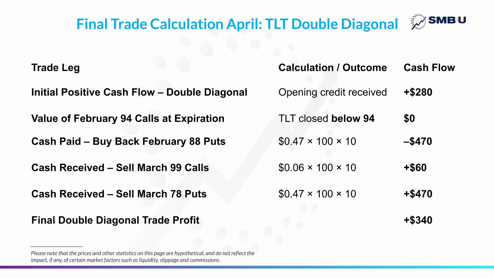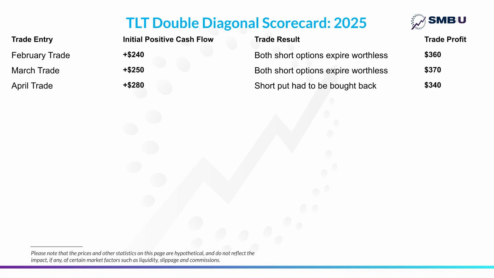And so even though we took a loss on our short put, we made a really nice profit on our long put, resulting in the overall trade result being a positive $340, despite the fact that the TLT range was broken a little bit to the downside. So as you can see, this is a very forgiving trade with multiple ways to win. And so we'll add this trade to our scorecard as well.